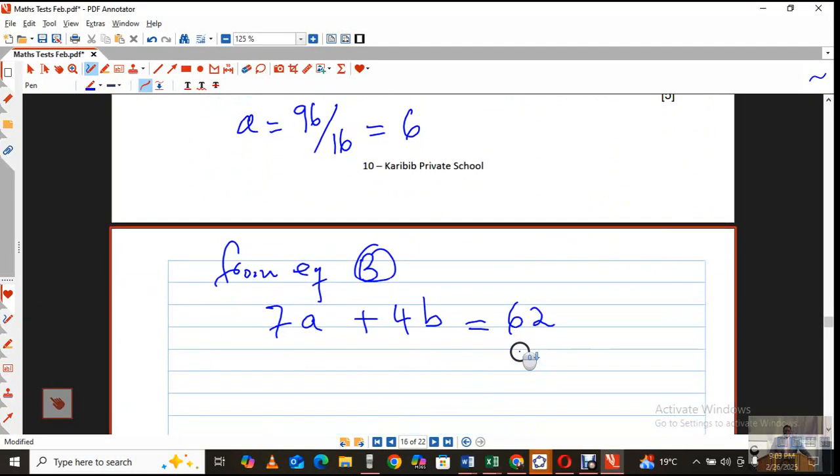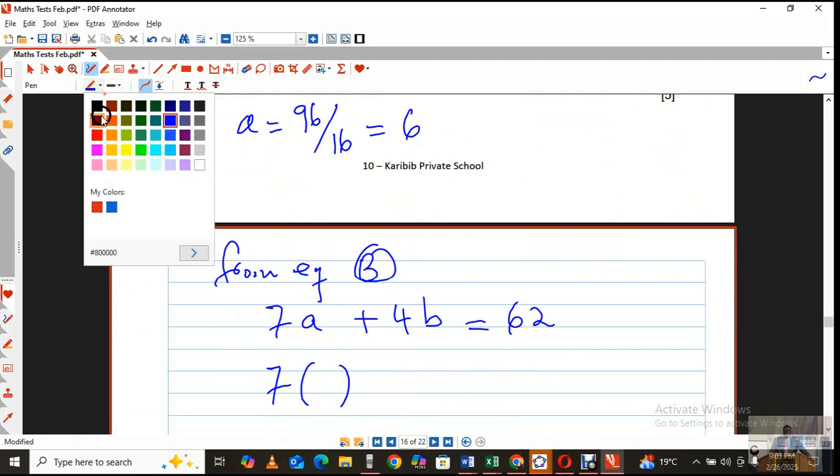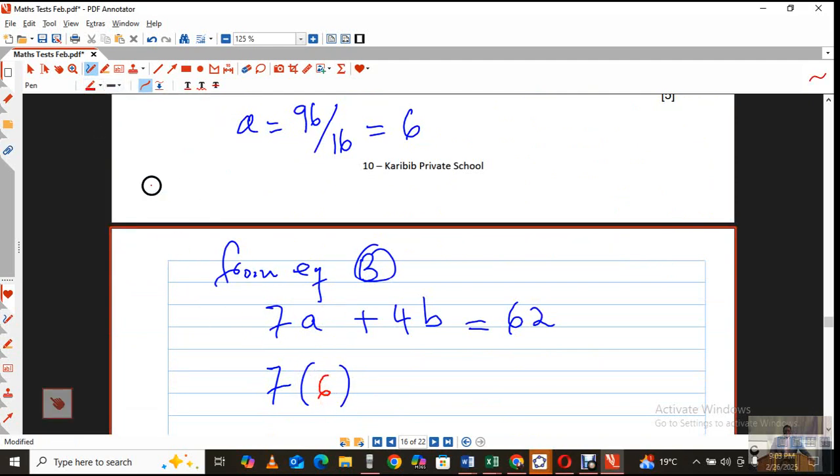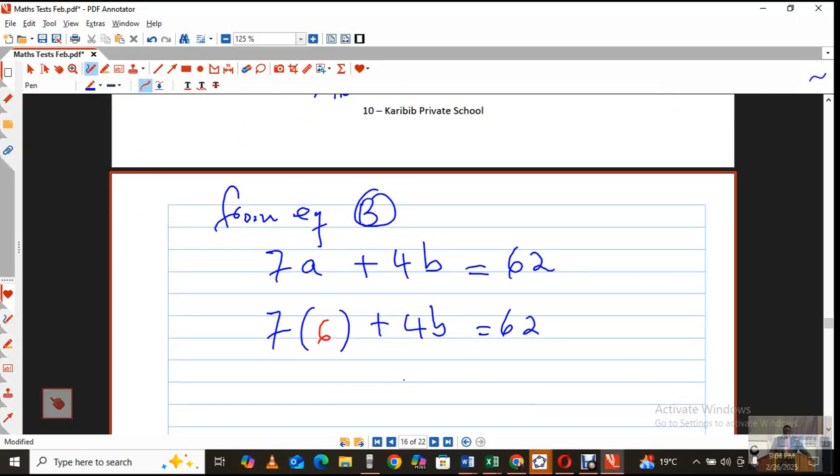Now that we know that a is equal to 6, 6 plus 4b should be 62. Now we can calculate that value there. 62 minus 42 is 20. B is going to be 5.